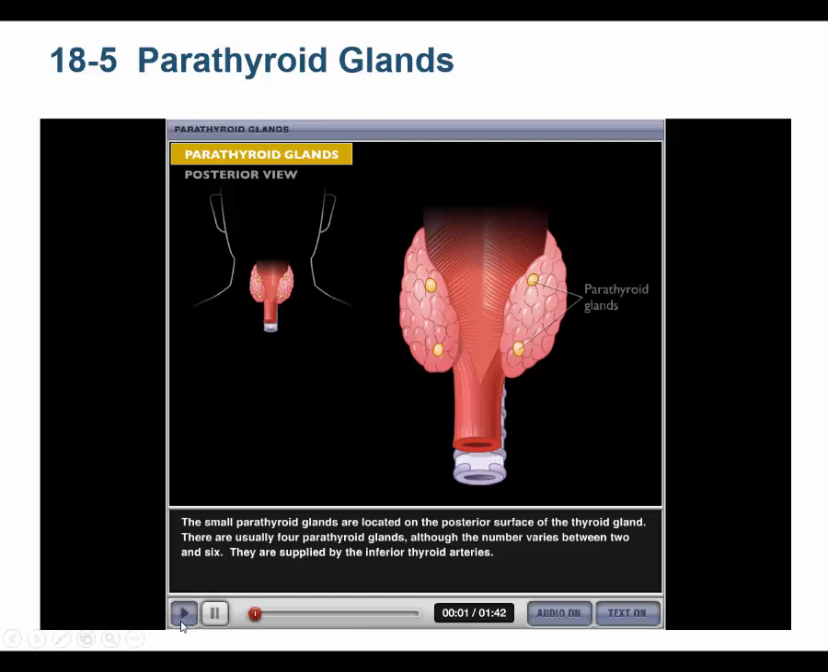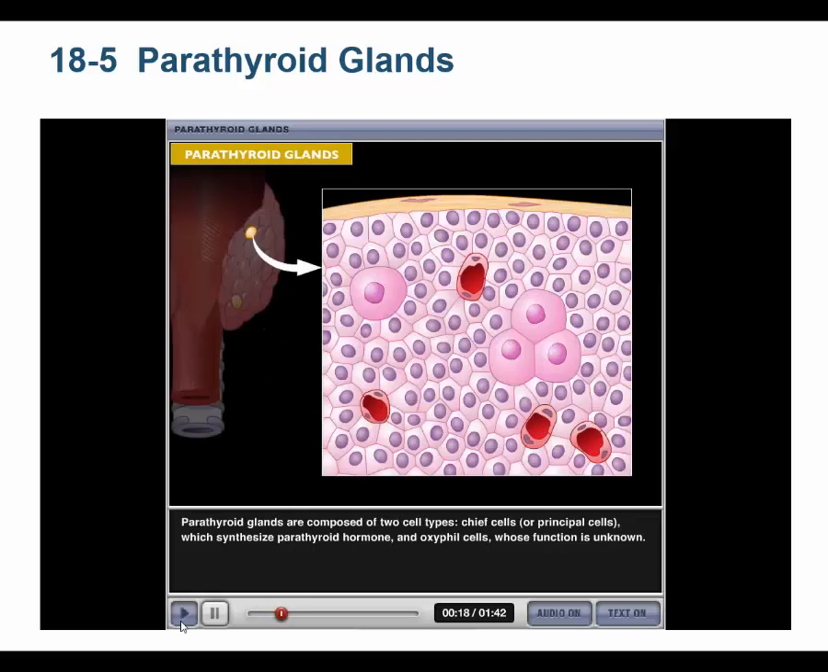The small parathyroid glands are located on the posterior surface of the thyroid gland. There are usually 4 parathyroid glands, although the number varies between 2 and 6. They are supplied by the inferior thyroid arteries. Parathyroid glands are composed of 2 cell types, chief cells, or principal cells, which synthesize parathyroid hormone, and oxyphil cells, whose function is unknown.